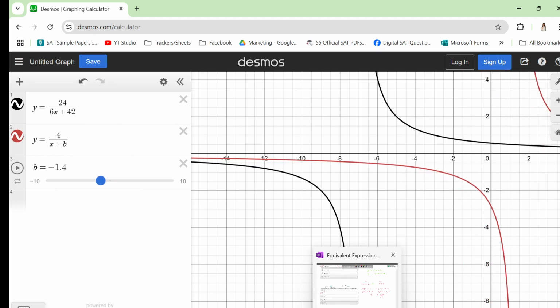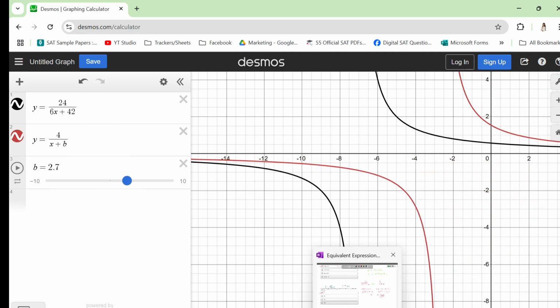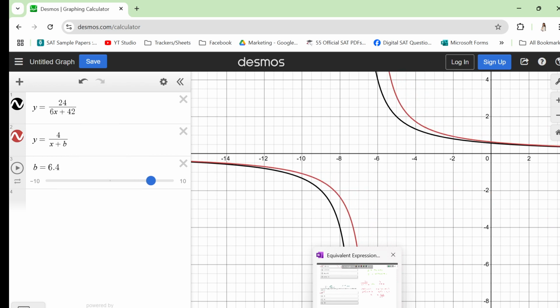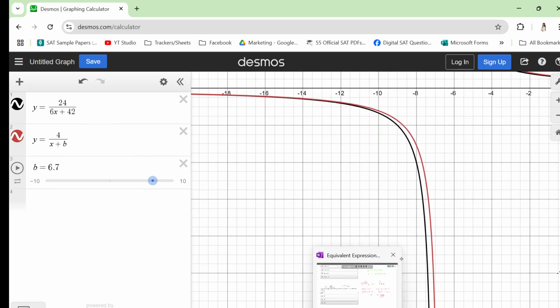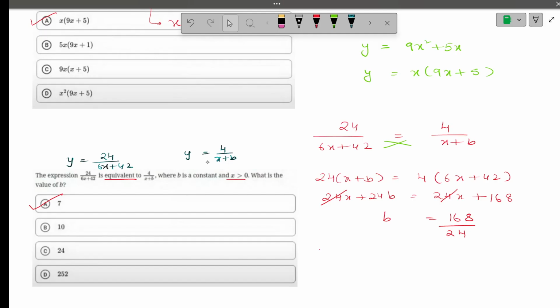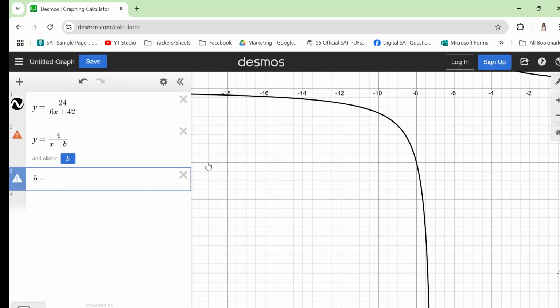So you see, if you are moving b to the left-hand side, I don't think you're getting anything. If you move b to the right-hand side, okay, wait, so now you see it is very close to the black graph, and now you can just see the answer choices 7, 10, 24, 252. If you just take 7, you can also manually type 7 here. You can type the answer choices manually.